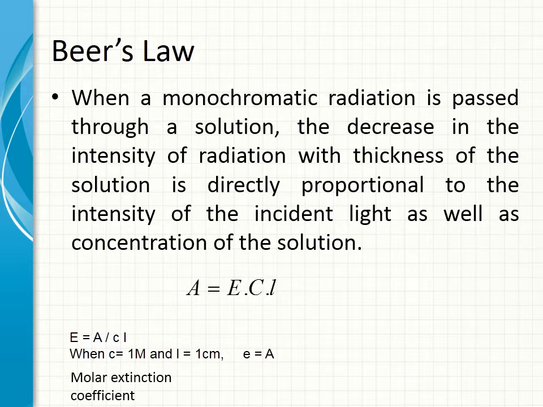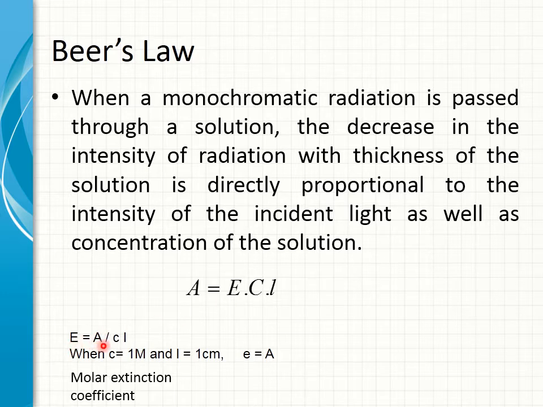So here you can see in this formula that A, which is the absorbance of a given solution, equals epsilon CL, where epsilon is a constant called the extinction coefficient. C is the concentration of the given solution and L is the path length. Generally, the path length is standardized at 1 centimeter. So epsilon is also a constant. So the absorbance of a given solution is directly proportional to the concentration of that solution.